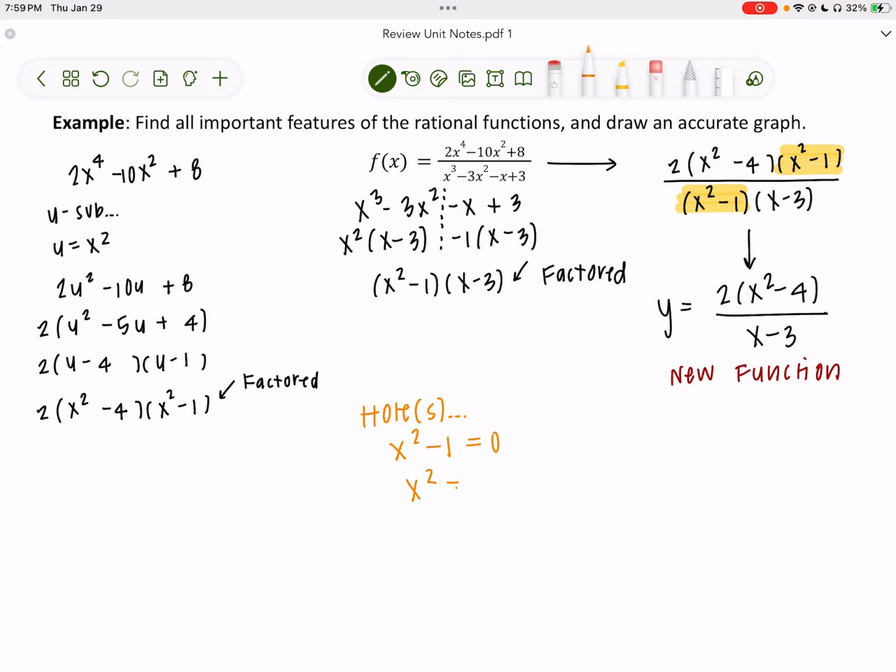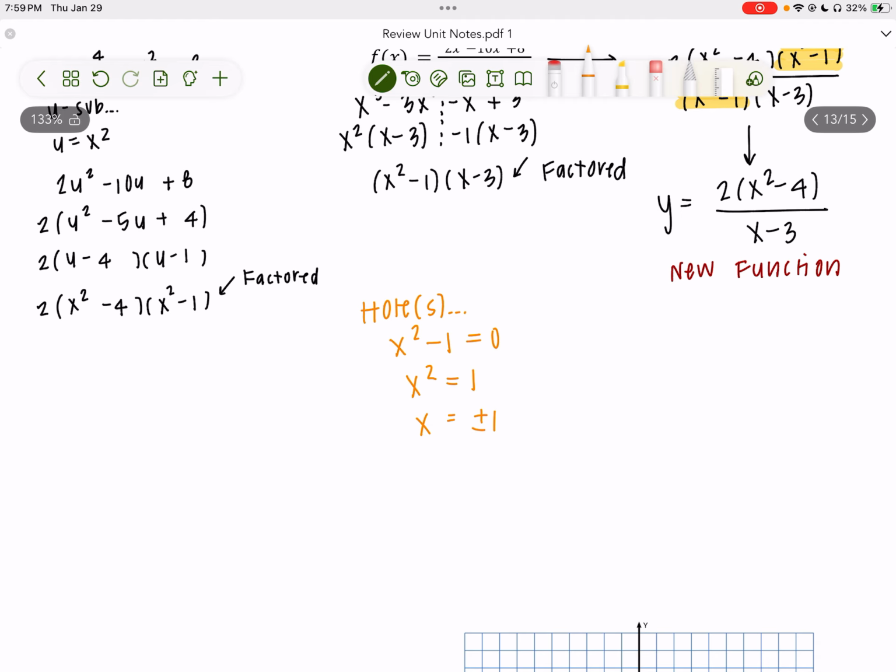So that means x squared equals 1 or x equals plus or minus 1 because we take a square root. So I'm going to have two holes. I'm going to have 1 comma something and negative 1 comma something. Let's go ahead and find the y value to the holes. That means I need to plug in to my new function my 1 and my negative 1.